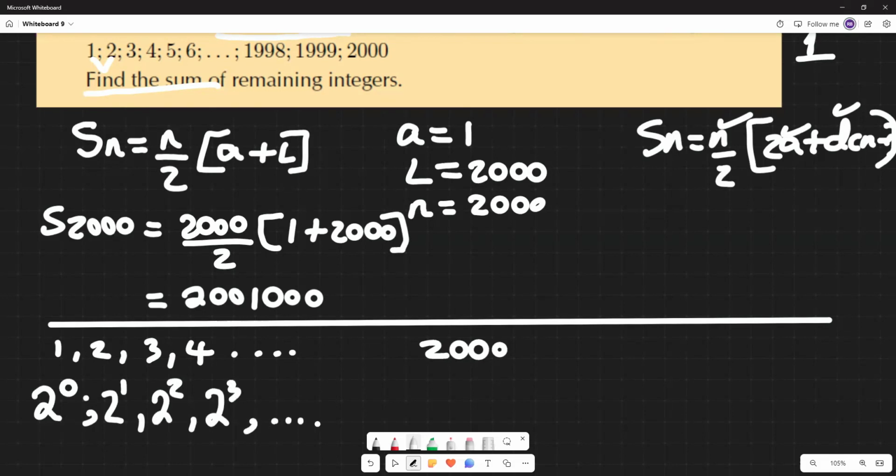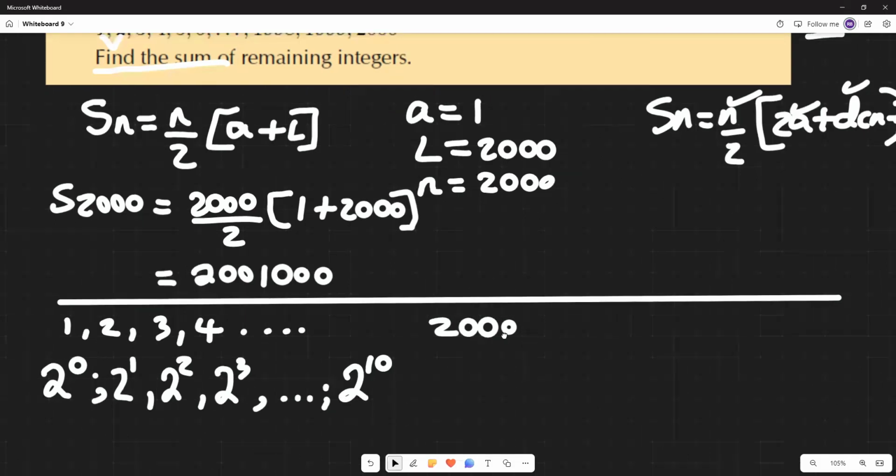Then we keep on going up until, let's check. 2 to the power 7 is 128, which is still in between. I need something that will be outside of that. So let's check 2 to the power 9, which is 512. Let's go 2 to the power 10, which is 1024. 2 to the power 11 is 2048, which means the highest power of 2 that we're going to get is 2 to the power of 10.